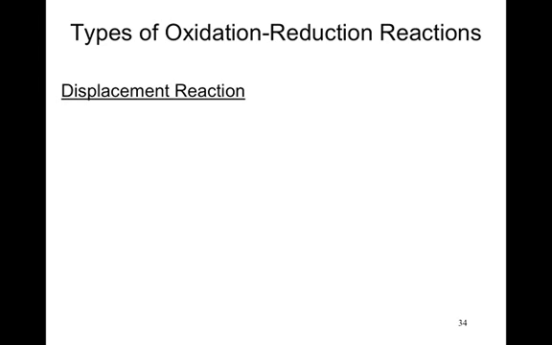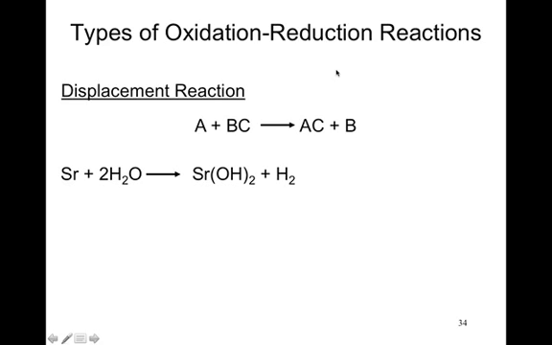So a displacement reaction: to be displaced is to be kind of kicked out. So here A wants to bond with C, so B is kicked out on its own. That's displacement. And there's a few types of those that you'll need to know.